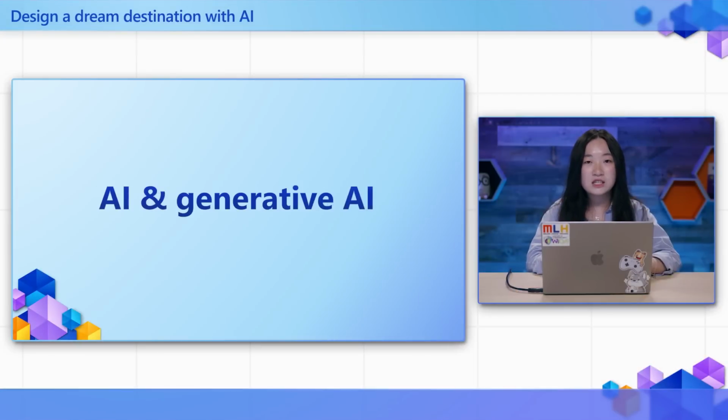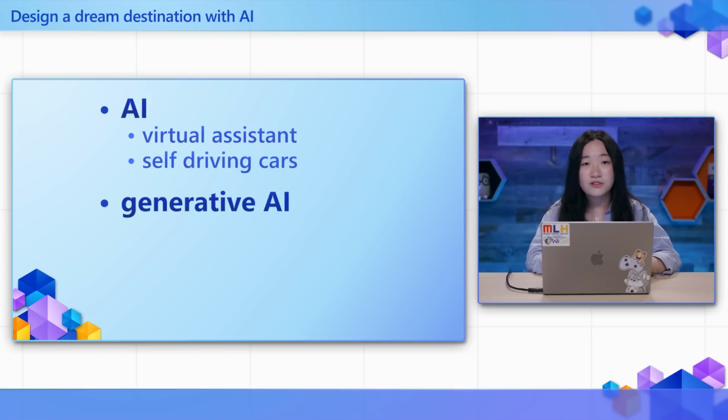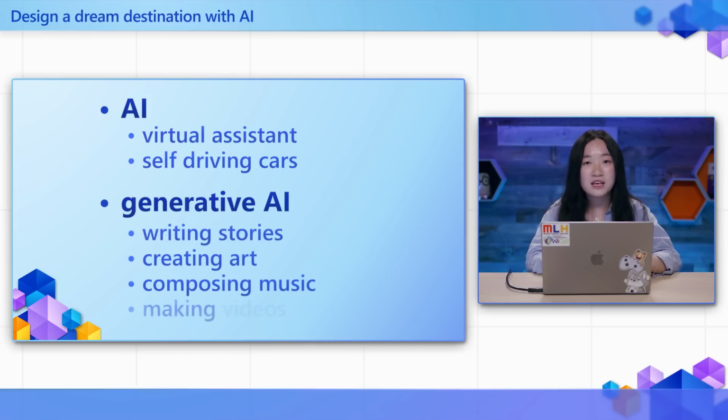Now, before we dive into the usage of Copilot, let's break down the difference between AI versus generative AI. General AI includes systems that can perform a variety of tasks like virtual assistants or self-driving cars, while generative AI, however, is all about creativity. It can generate new content like writing stories, creating art, composing music, and even making videos. Imagine having a creative partner that never runs out of ideas and can help you bring your visions to life. That's the magic of generative AI.